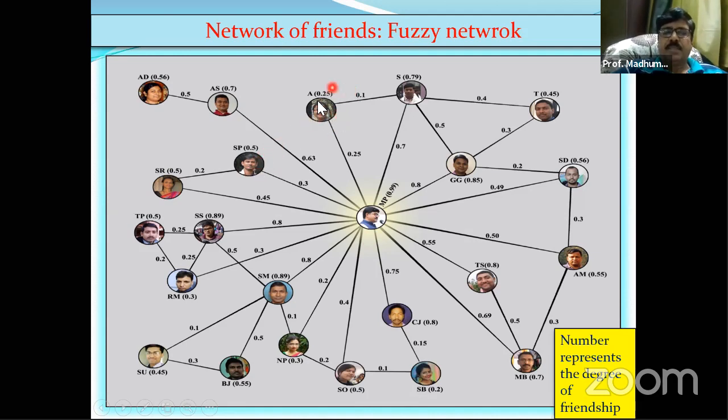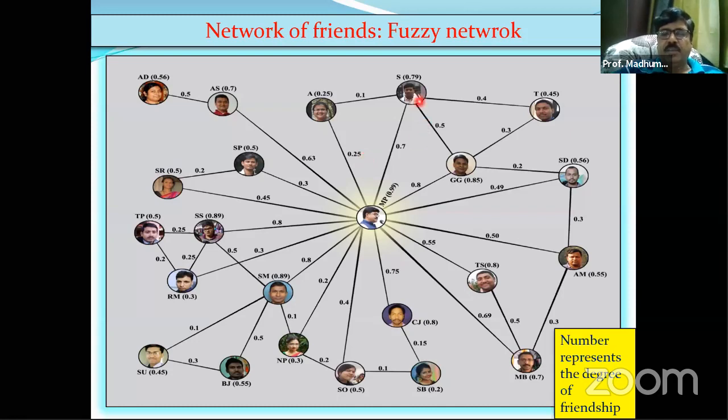And there is a number associated with each person. See that a number is associated with these people. 0.25 means this particular person appears in Facebook or WhatsApp, whatever may be this diagram, say 25% of the time in a day or a particular time interval. So depending on the appearance or the presence in a particular network, WhatsApp or Facebook, we determine the degree of membership of the vertices.